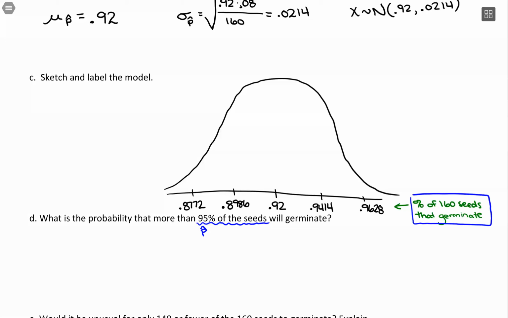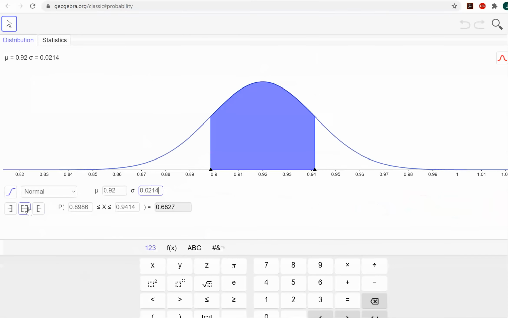So you take 160 seeds, what's the probability of seeing 95% or more? So what we're doing here is we're looking at our number line, and we want to see where do we land at 0.95, which is somewhere about there. And what we want to find is what is the probability of more than that. So we're going to use this bell-shaped curve, and we're going to look for area under the curve to find this probability of x being more than or equal to 0.95.